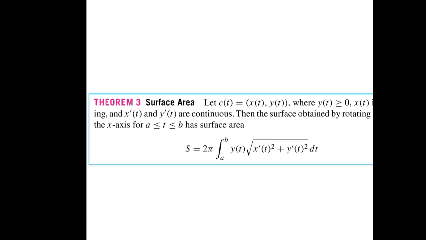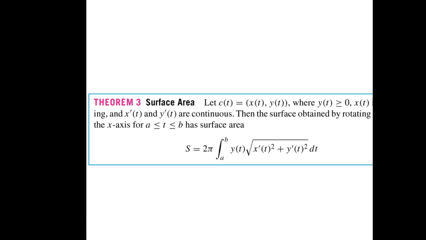So what we're doing is rotating the curve, C of t, which is defined by some parametric equations, x of t, y of t, where y of t is always greater than or equal to 0, and x of t is increasing, and x prime of t and y prime of t are continuous. Then the surface obtained by rotating that curve, C of t, around the x-axis between t equal to a and t equal to b has this surface area.